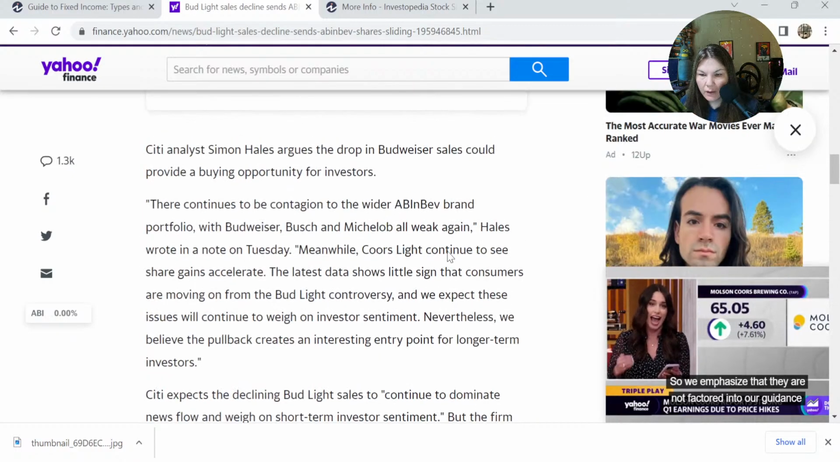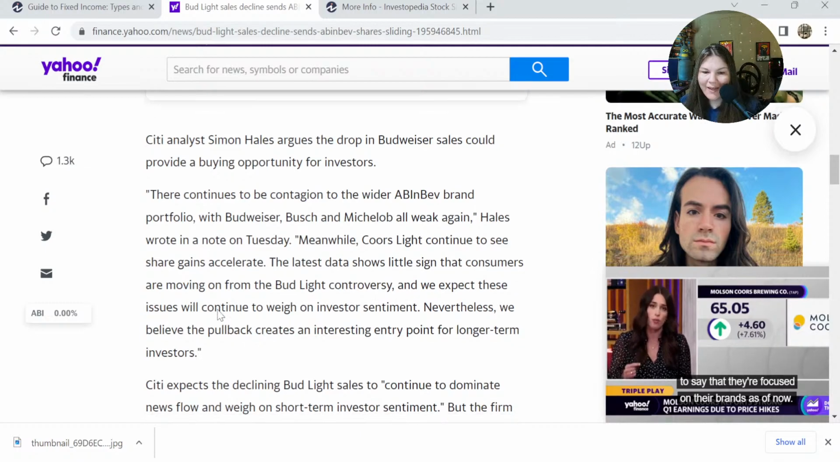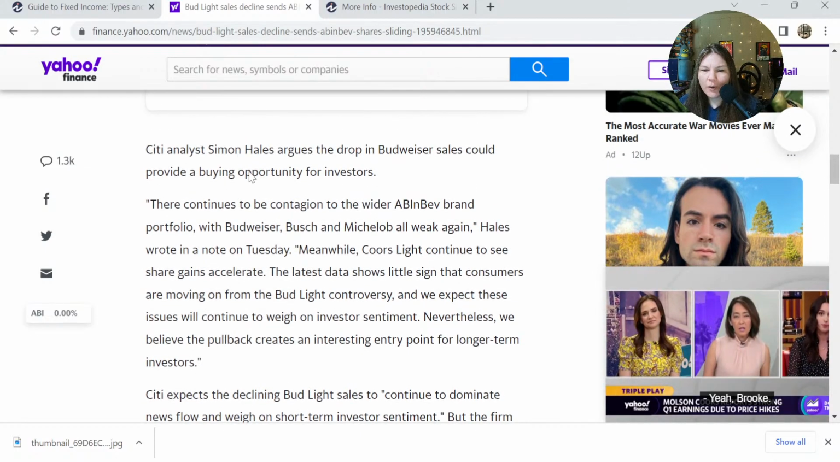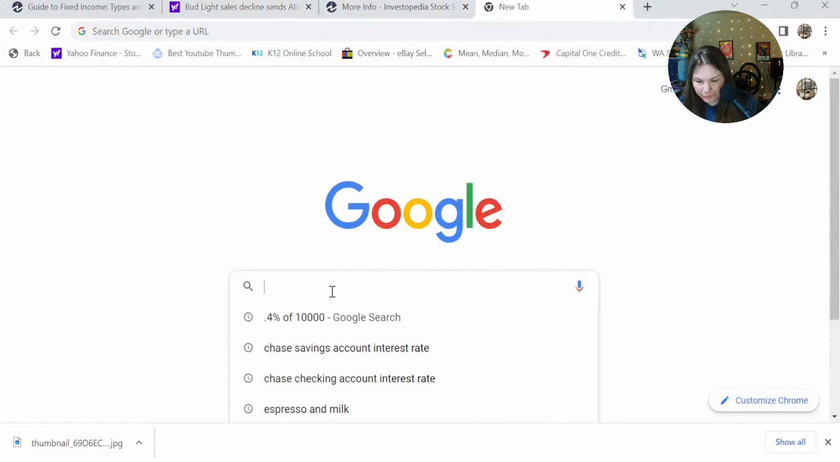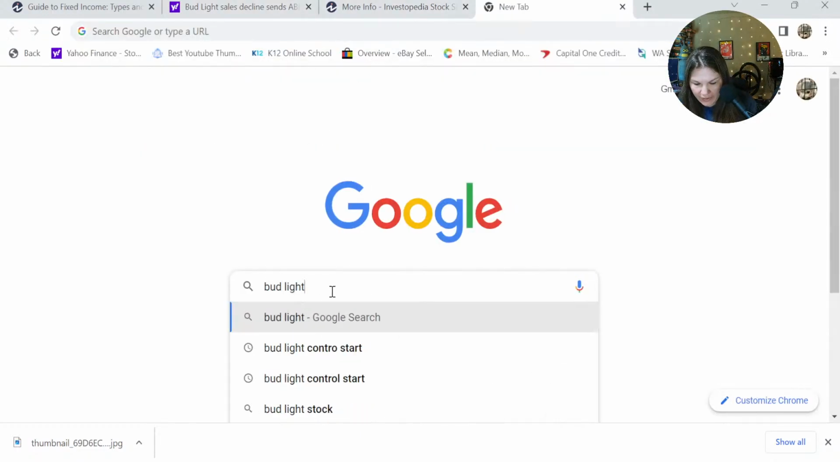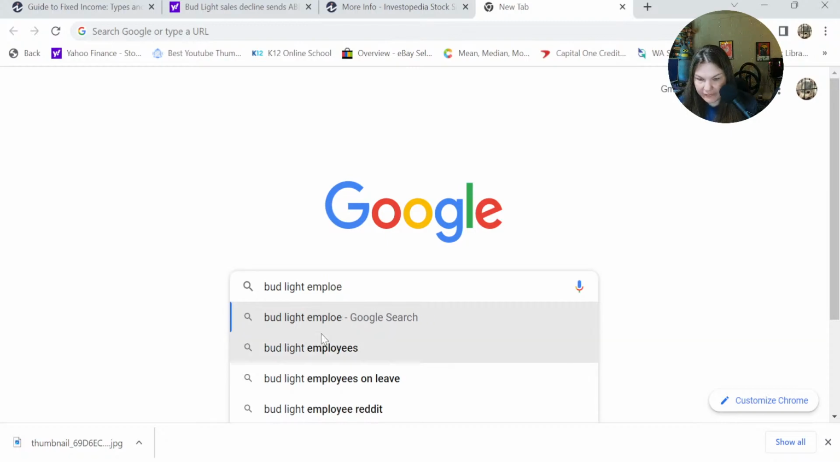Budweiser, Busch, Michelob, Coors Light. The latest data shows little signs that consumers are moving on from the Bud Light controversy. That's really sad. So people would rather boycott Bud Light. How many people does Bud Light employ?